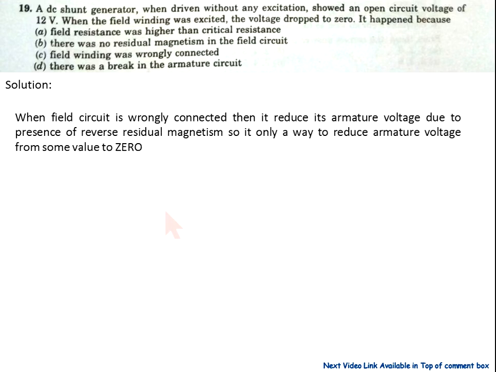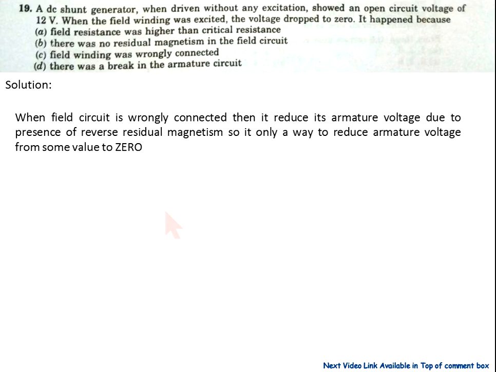Now come to the solution. Consider the statement in option A, field resistance higher than critical resistance. In this option, we do not start the build-up characteristics, but the question is saying that the voltage is reduced. Similarly, in option B, there is no residual magnetism in the field circuit, so it does not start with voltage build-up characteristics.